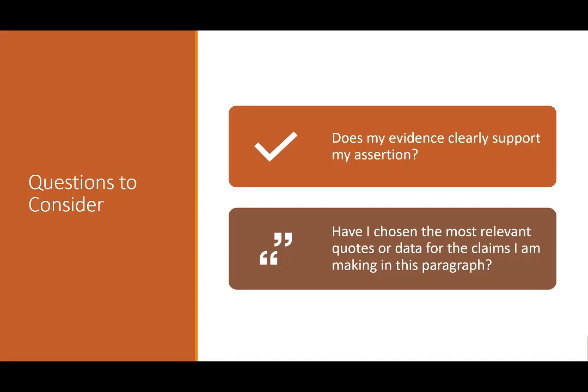A couple of questions to consider. Does your evidence clearly support your assertion? It doesn't matter how interesting your quote is or how relevant your statistics seem if they don't actually directly relate to the claim that you're making in this paragraph. So make sure there's a clear link and that they are really supporting the specific claim you're making here. Related to that, have I chosen the most relevant quotes or data for the claims I'm making in this paragraph? Again, you might have pulled out quotes or data that you thought were interesting, but was there something else that relates more specifically to your particular assertion? Just make sure that those links are as clear as they possibly can be.